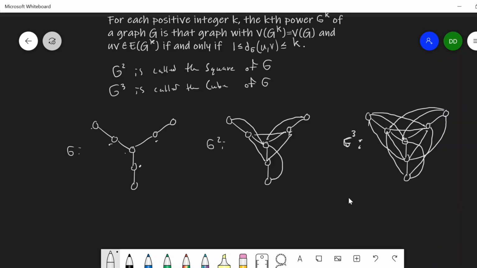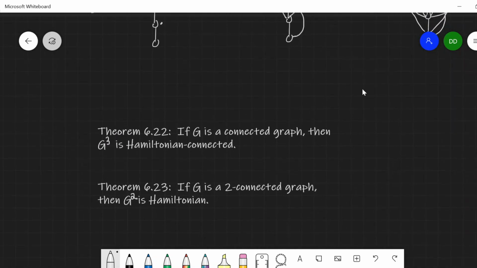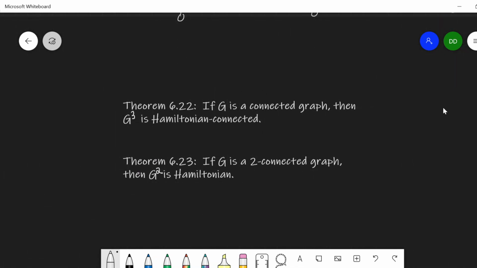So our next step is to talk about some results involving squares and cubes of graphs in reference to Hamiltonicity, because that's the theme we're going on. So first is theorem 6.22. If G is a connected graph, then its cube is Hamiltonian connected. So if you raise a graph to the third power, it'll automatically be Hamiltonian connected. That's enough to guarantee it. I am going to skip the proof of this one. You can read through it in the text if that's helpful for you. I just want you to know that this is a thing.